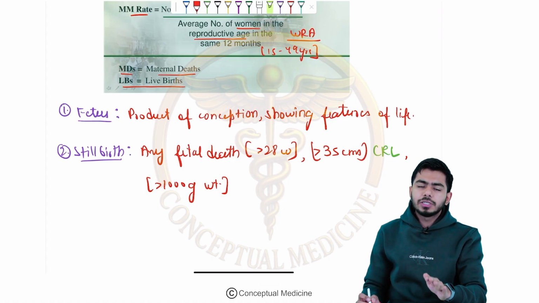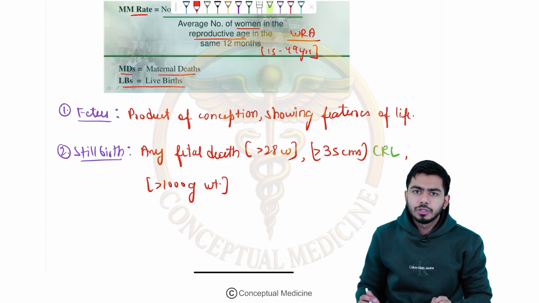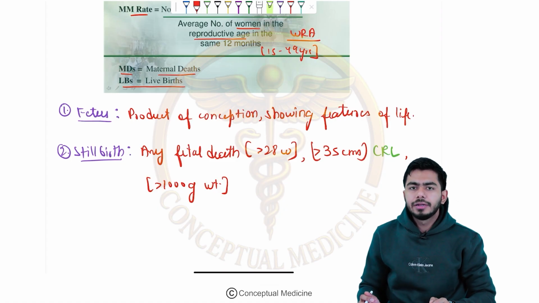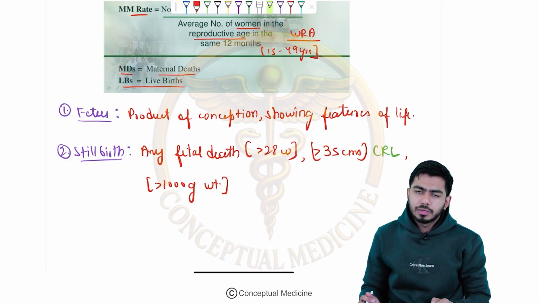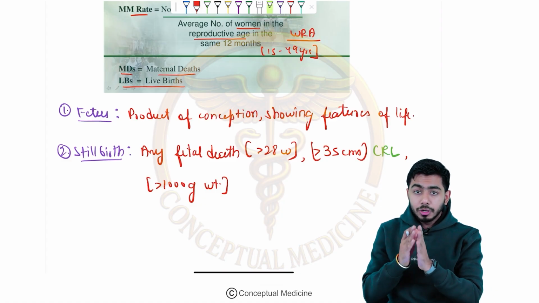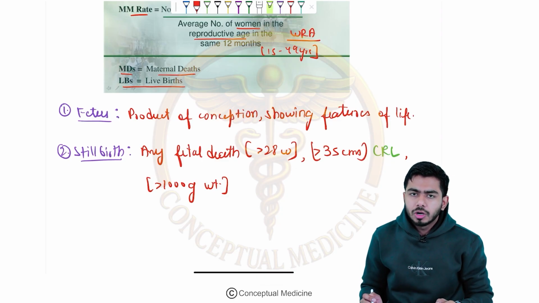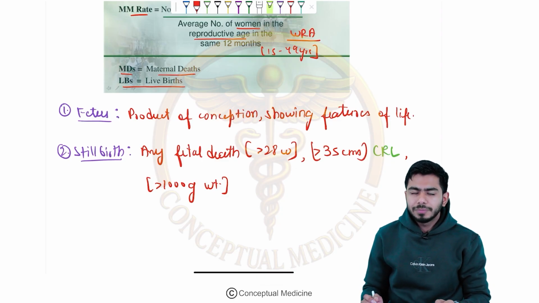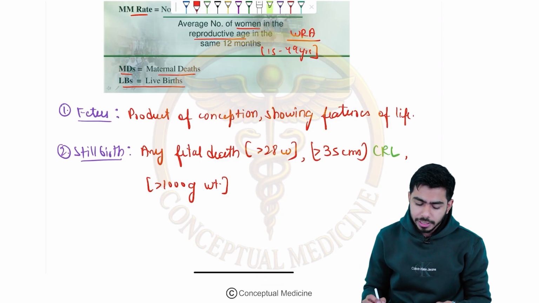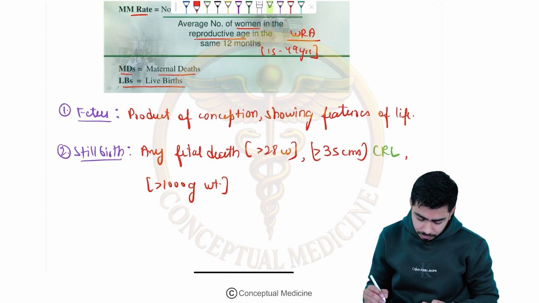So stillbirth, guys, once again, what is that? Any fetal death having more than 28 weeks of gestation, more than 1000 grams of body weight, or more than 35 centimeters of crown rump length, that will be considered as stillbirth.